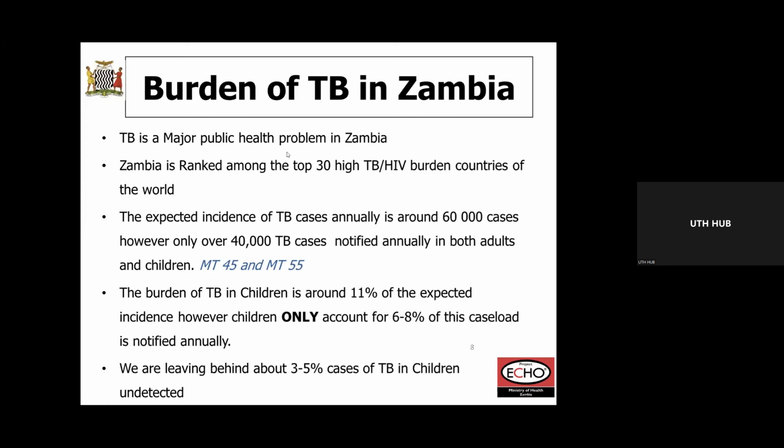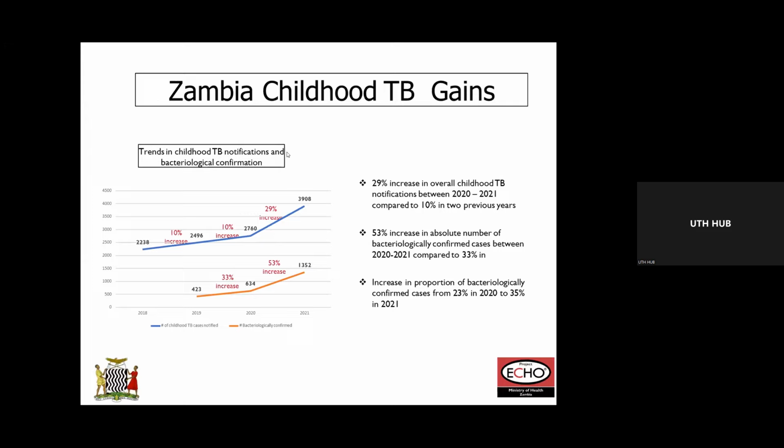What that means is that these children end up either dying in the community or coming in with complications. Those who are above the age of 6 or 7 and are able to cough end up even infecting other children or other people in the community with TB.